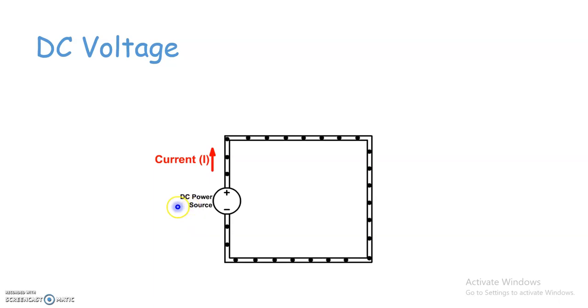In this circuit, we have a DC power source. This source has its plus here and its minus here. The plus and the minus are fixed. So the current flowing from plus to minus will flow, in our case, from up to down. So in DC, the current has only one direction. The current and the voltage remain constant.